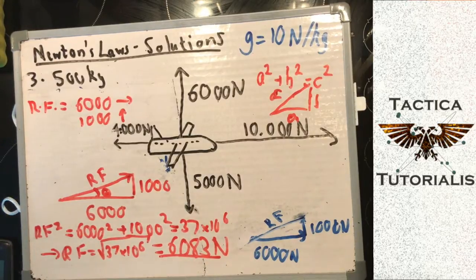What about the direction? Well, for that, we're going to have to rely on trigonometry. So, trigonometry, I'm going to clear the little blue triangle in the corner because I've got a better one now.